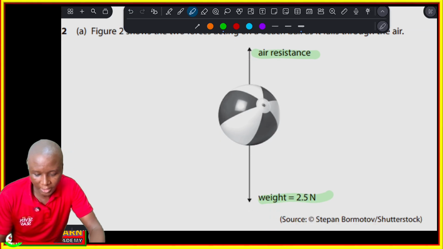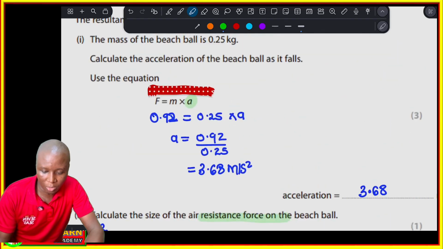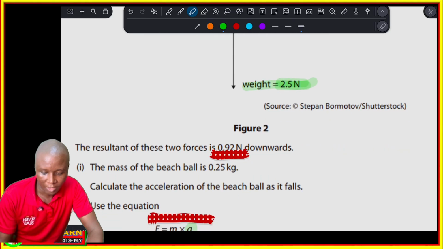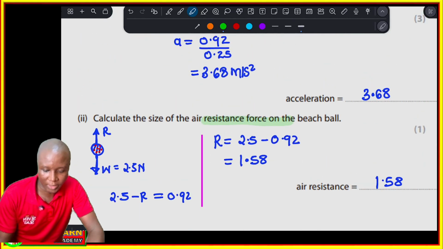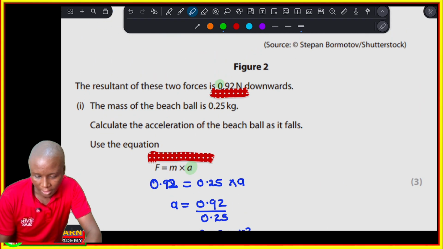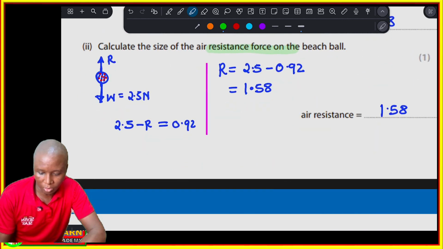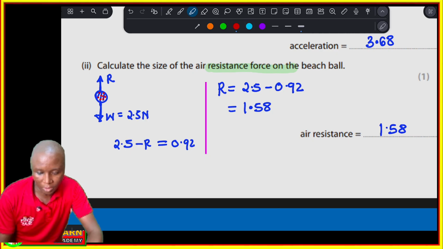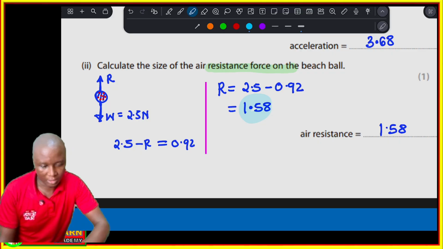So in that case, you are going to say 2.5 minus r, because the weight of this was 2.5. So 2.5 minus r is equal to the resultant force that we were given at this point. The candidate was supposed to say 2.5 minus r is equal to 0.92. And upon substituting and working it out, you are going to get your answer being equivalent to 1.58.